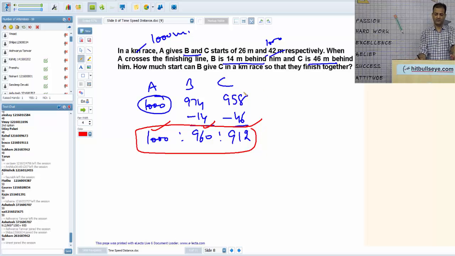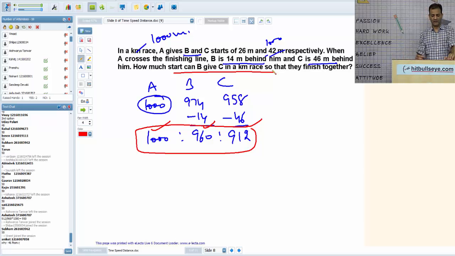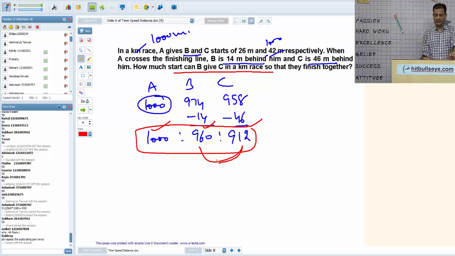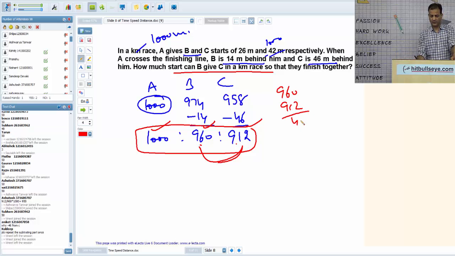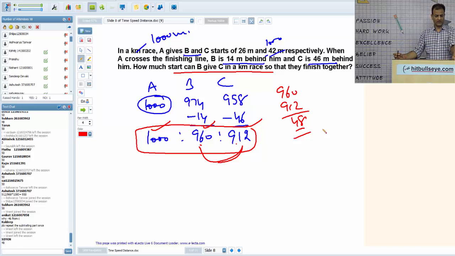Now question is, how much start can B give C in a kilometer race? That means now comparison between B and C. Can we say if B is running 960, then C is running 912? So what is the difference of 960 and 912? It is 48. So you can make unitary method. You can apply. Not Simon, 48.